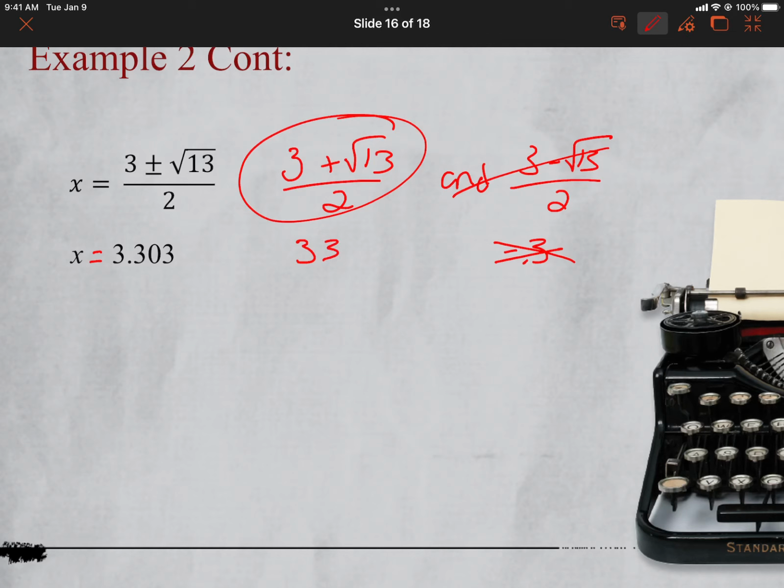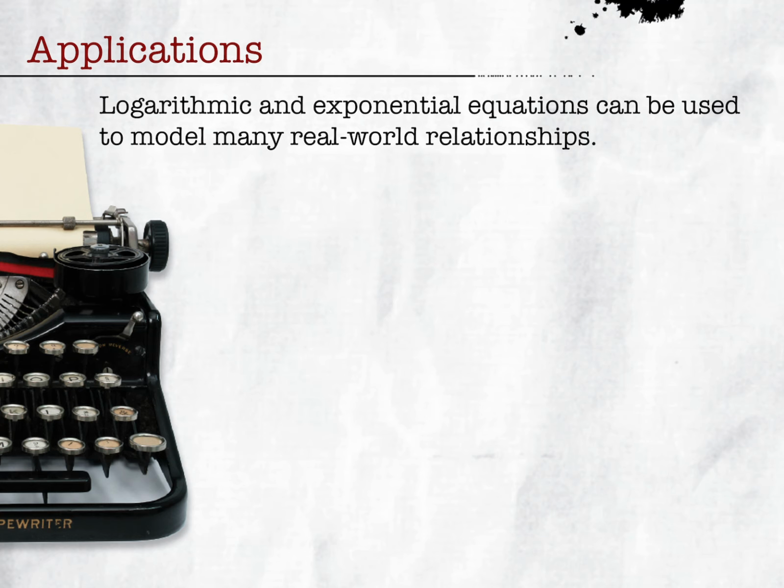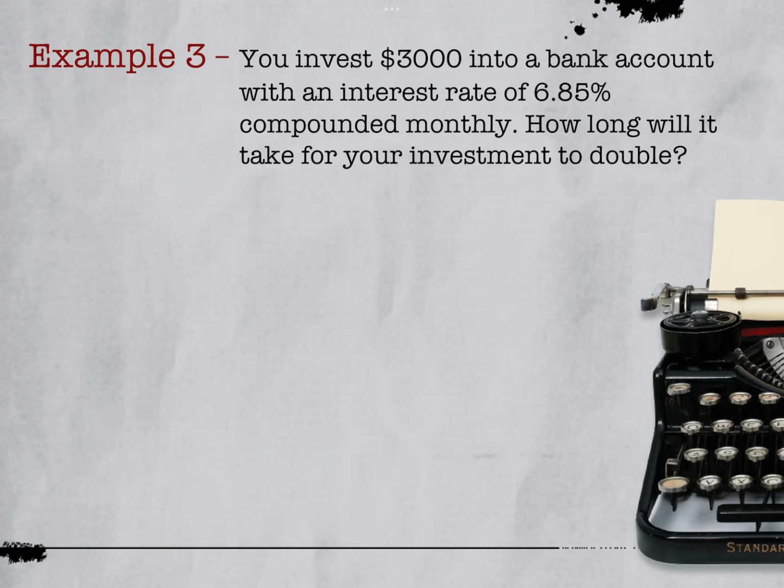Okay, so then we have some applications. We only have one that we're really going to look at. There are many real world ones. We're going to deal with our money, like investments that we are looking at in sections 1 and 2. So remember, we had two different equations. We were working on this: You invest $3,000 into a bank account with an interest rate of 6.85%, compounded monthly. How long will it take for your investment to double?